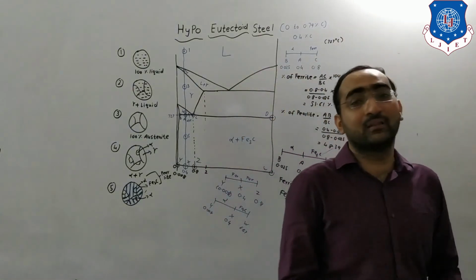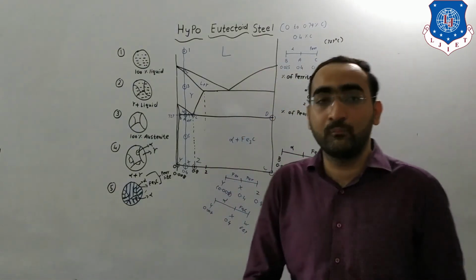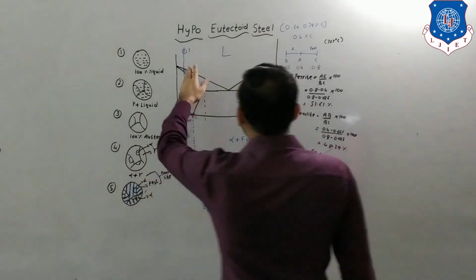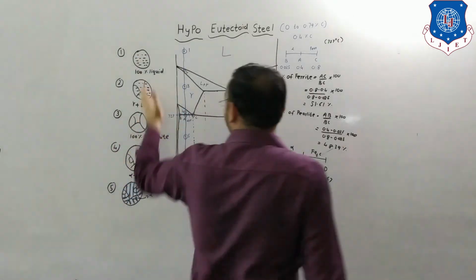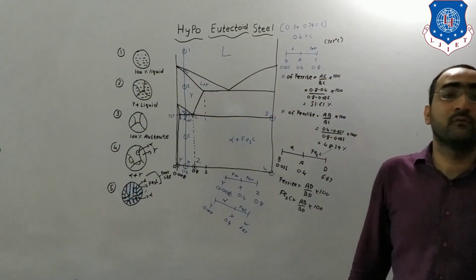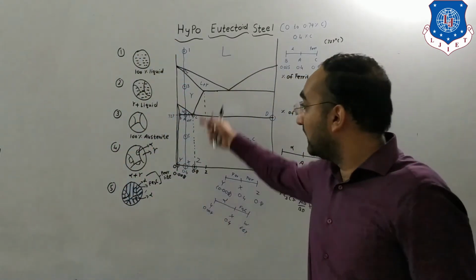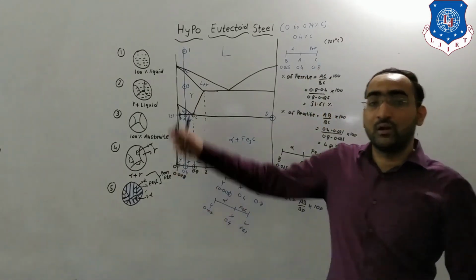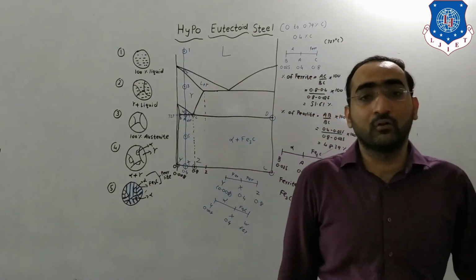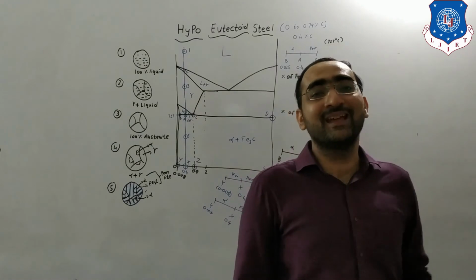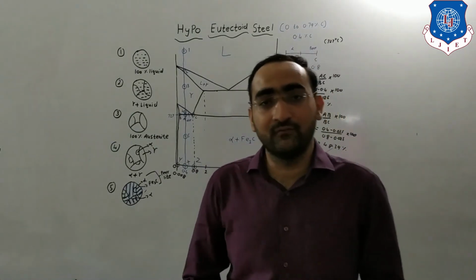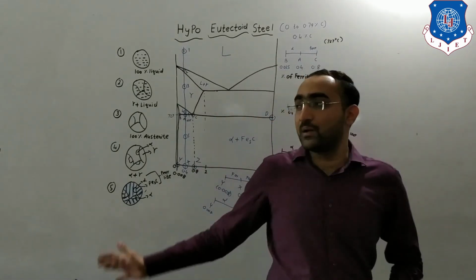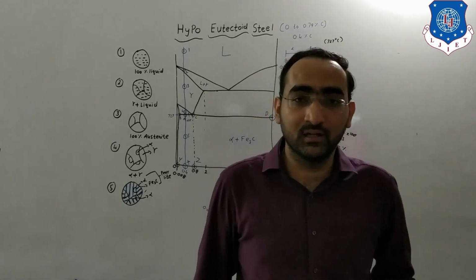So these are the pieces of information we can obtain from a particular hypoeutectoid steel, and these are the different 5 microstructures we obtain due to the solidification of hypoeutectoid steel. In the next lecture we will go to the different structures of hypereutectoid steel. So this was about your hypoeutectoid steel. Thank you.